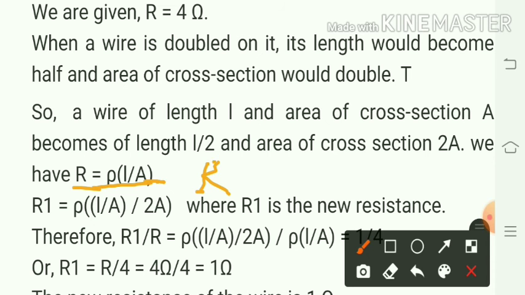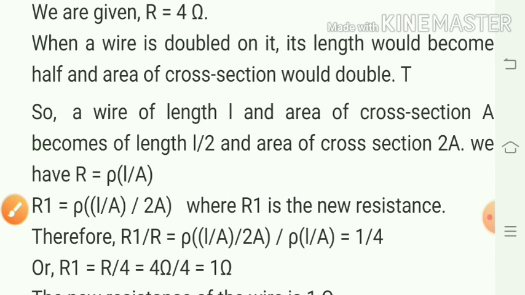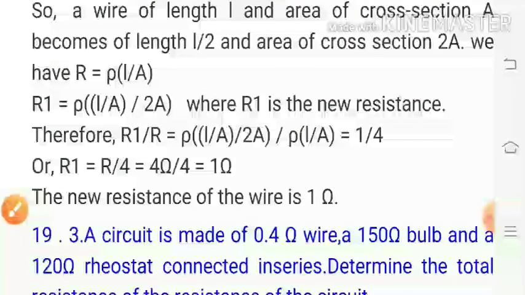So, R is directly proportional to L and inversely proportional to A. Therefore, according to this formula, we get the new resistance: R1 upon R is equal to 1/4, or R1 is equal to R by 4. If the initial resistance connected in the circuit is 4 ohm, then the new resistance, when the area of cross section is doubled and length becomes half, is equal to 1 ohm.